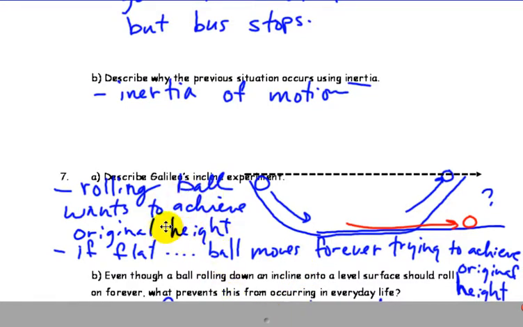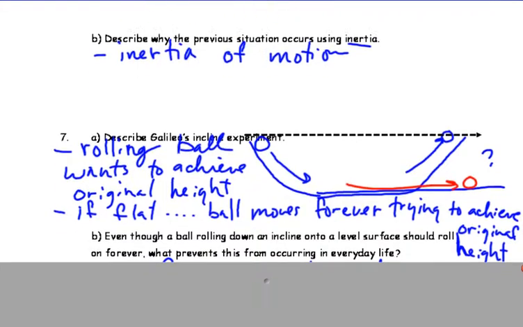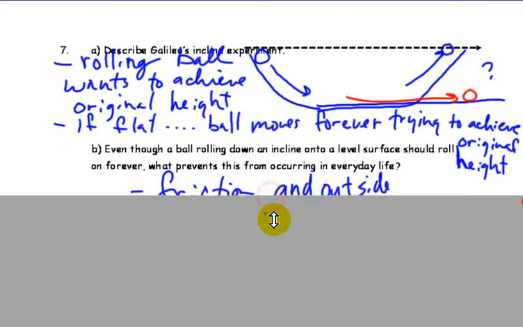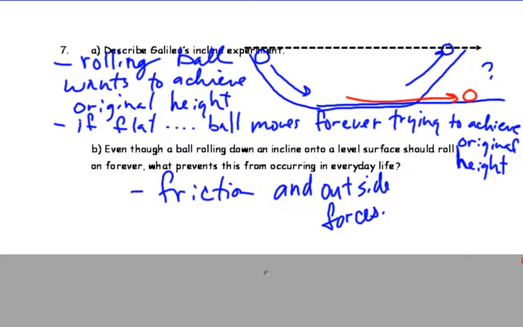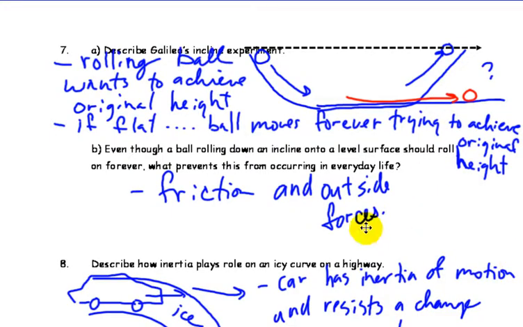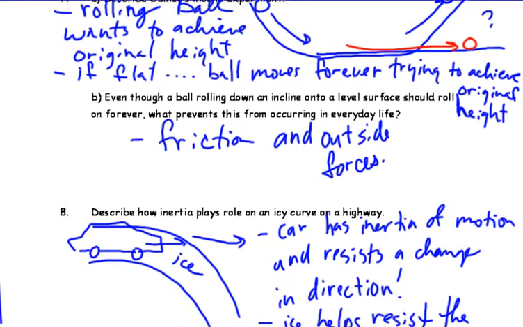So a rolling ball wants to achieve its original height. If it was flat, however, the ball wants to move on forever trying to achieve that original height. But of course, in everyday life, even a Hot Wheels car, if I had a track that extended the length of the hallway, would eventually come to a stop, because there is friction between the wheels and the track. Also, some energy is lost in terms of sound. You can hear the car going down, etc. So friction and outside forces.